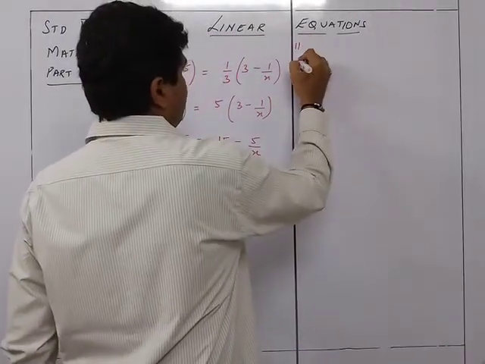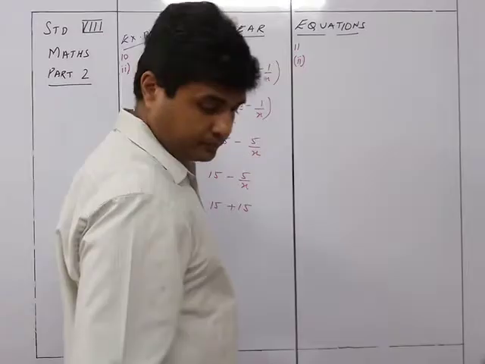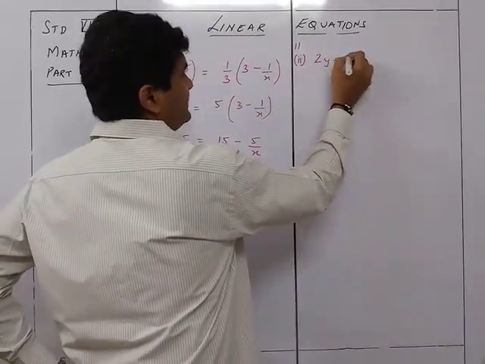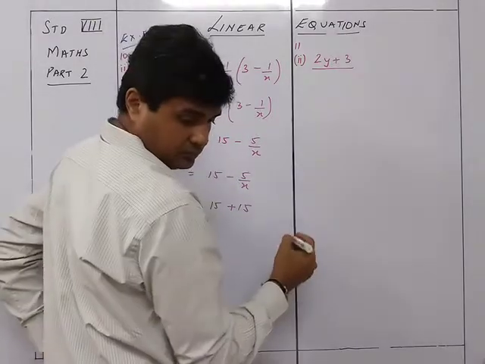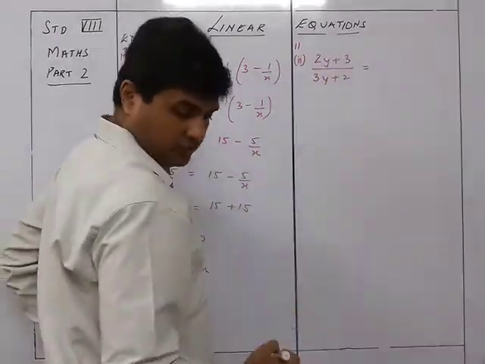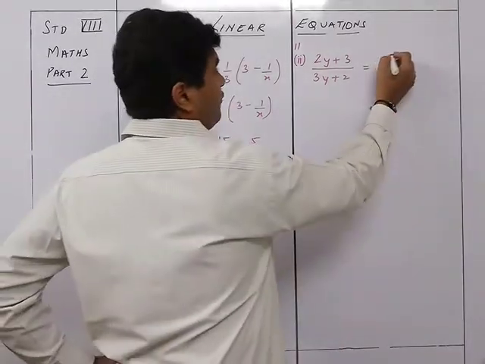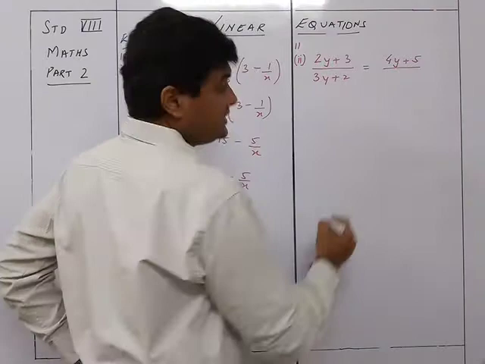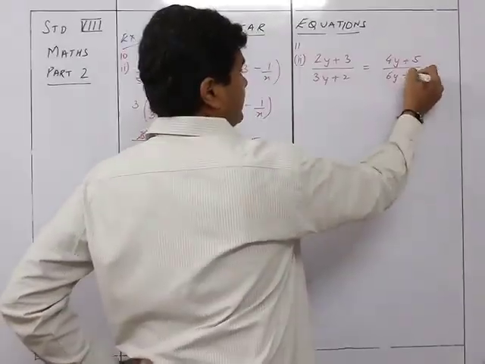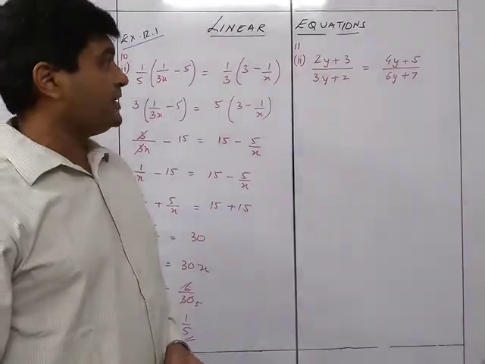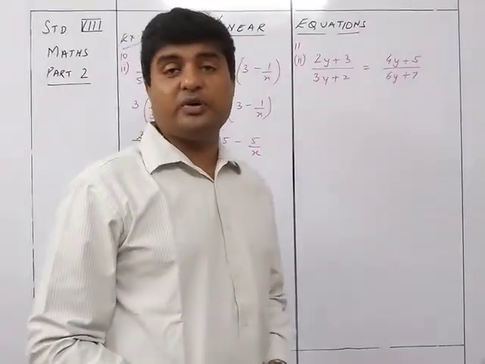Sum number 11, second sum is 2y plus 3 upon 3y plus 2 is equal to 4y plus 5 upon 6y plus 7. So this is the question: 2y plus 3 upon 3y plus 2 is equal to 4y plus 5 upon 6y plus 7.